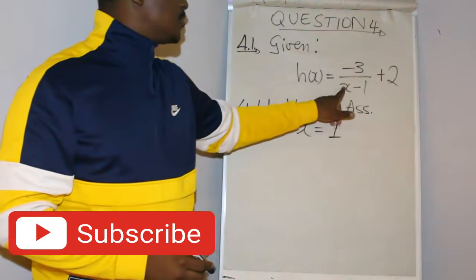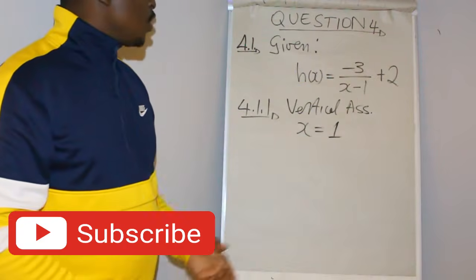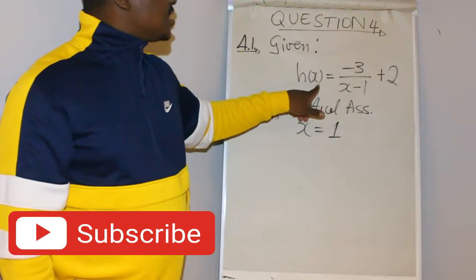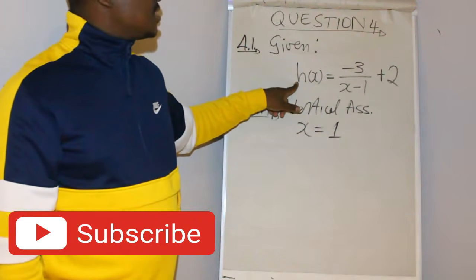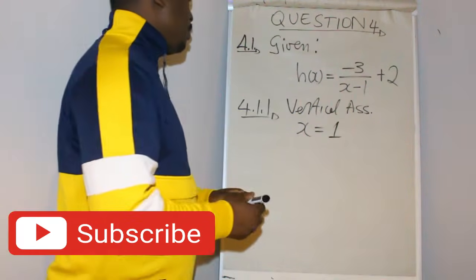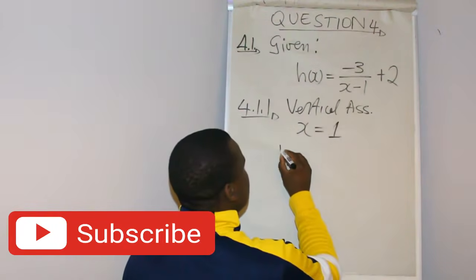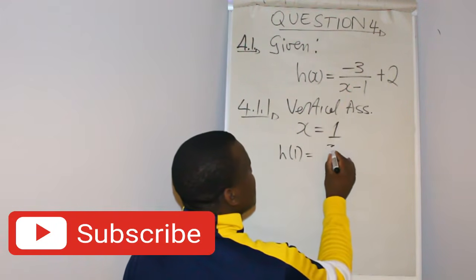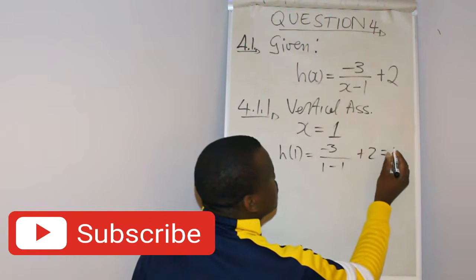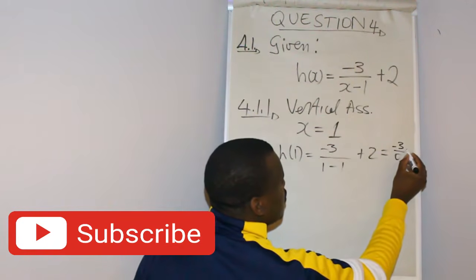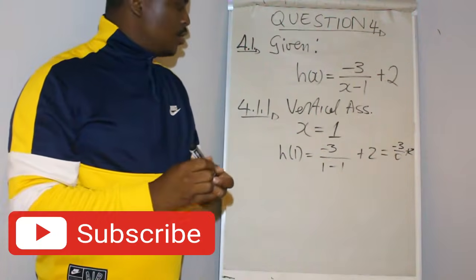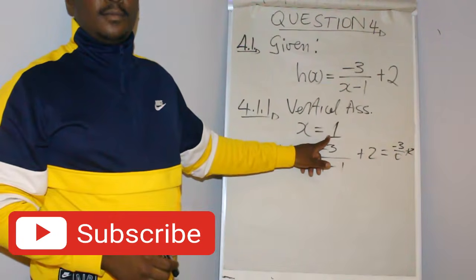Why is this? Because I transpose the negative one to the other side. Why is the asymptote there? The reason is this: this function, this hyperbola of ours, will not be defined at x is equal to 1. If I say h at 1, I'm going to have negative 3 over 1 minus 1, plus 2, which is equal to negative 3 over 0, plus 2. You know this cannot happen. You can't divide by 0. So that's why we have our asymptote there.